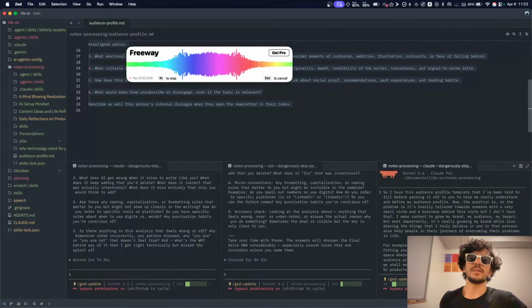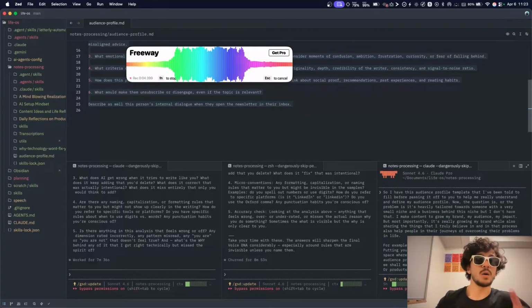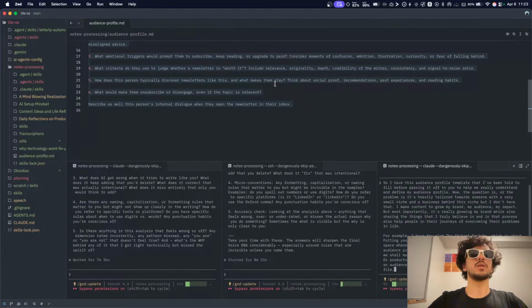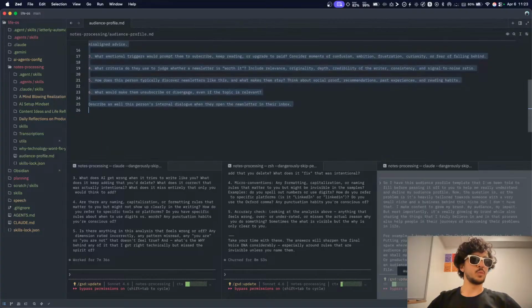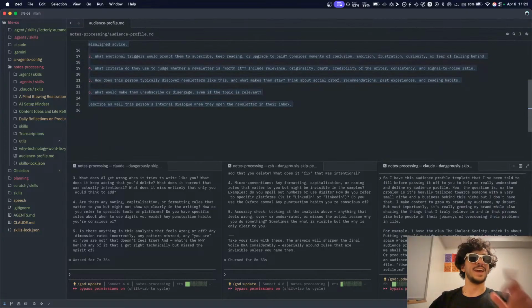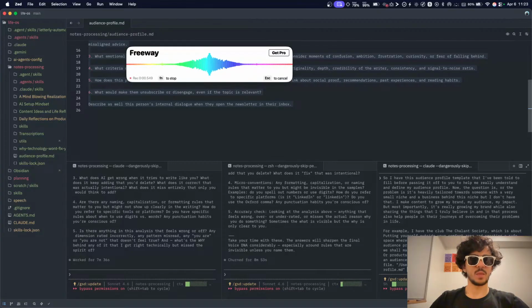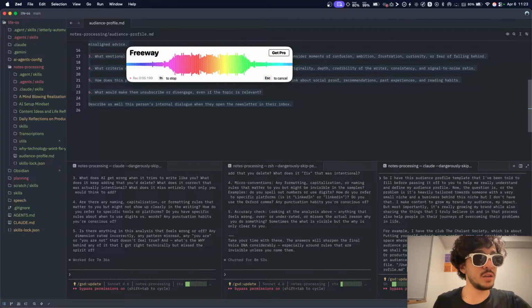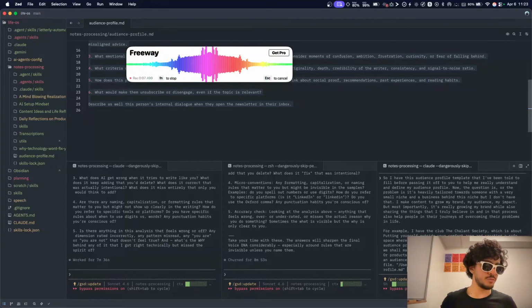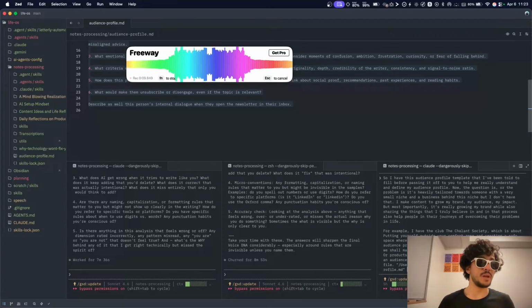So help me create an audience profile prompt. In other words, fill this markdown file. Can we do this? And will it know? Yeah. Of course, Zed built this feature. For the Chalant Society, and another one for Orbit Labs.